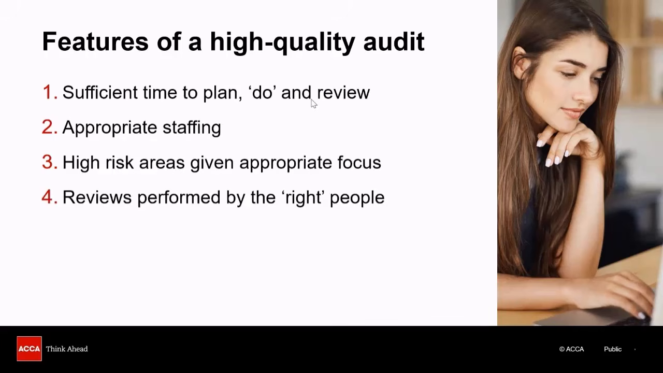And back to reviews. Those reviews have to be performed by the right people. Now, what do I mean by right? Well, the first thing about a review of someone else's work, it should always be done by someone who is more senior. So the audit junior's work, I've already mentioned this, should be reviewed as a minimum by the audit senior. But if it is a particularly high risk area of the audit, then it shouldn't just be the audit senior that reviews it. And it shouldn't just be the audit manager that reviews it. It should definitely be the audit partner as well.